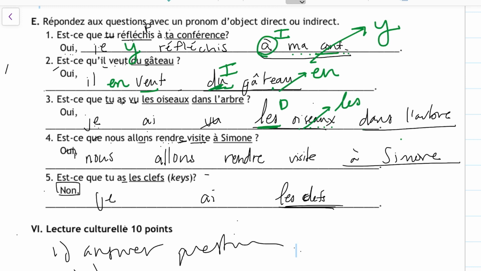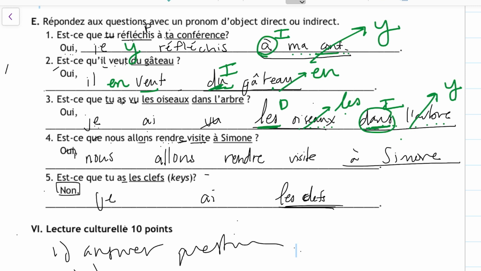Dans l'arbre, do I have direct or indirect, a preposition or not? Dans means inside of. That's a preposition, so this thing is indirect. I have dans plus the arbre, an indirect plus a thing, the tree. Dans means to go towards, right? It's converging, it's inside. So a converging preposition plus a thing becomes y.